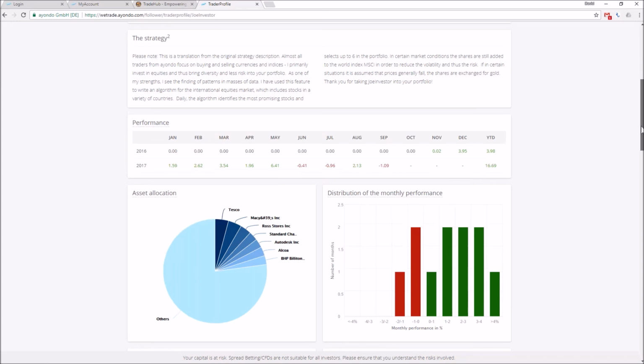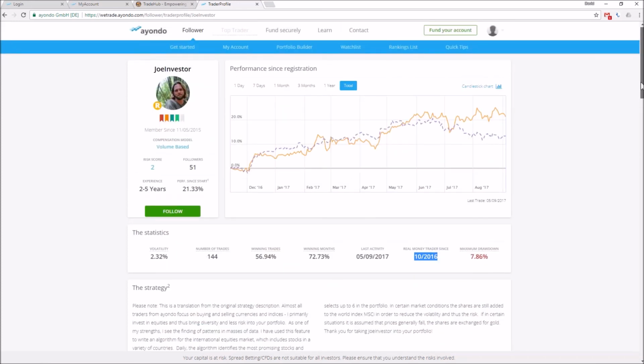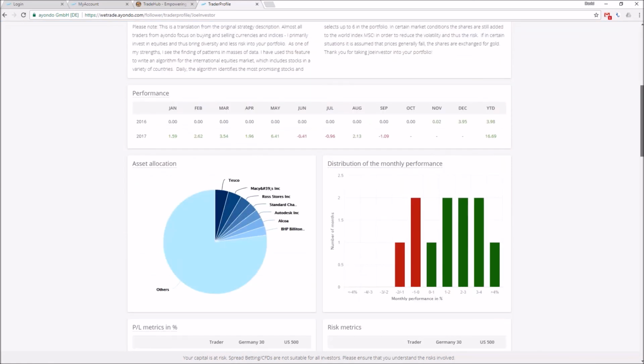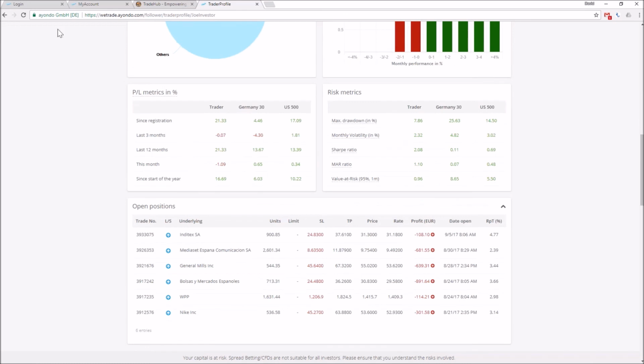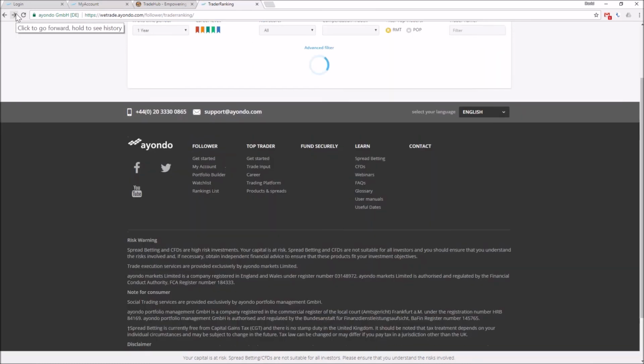So for me, a trader like this person, this is the sort of thing I'm looking for. I don't expect people to be making 200% a year, year in, year out. But if someone can sit there and grind out a steady profit quarter on quarter, it looks like an attractive trader for me.